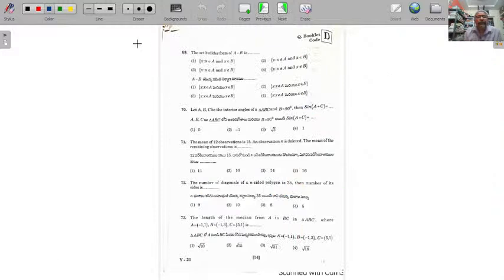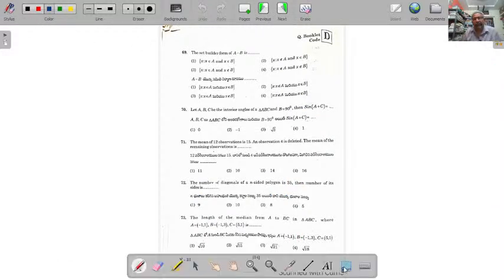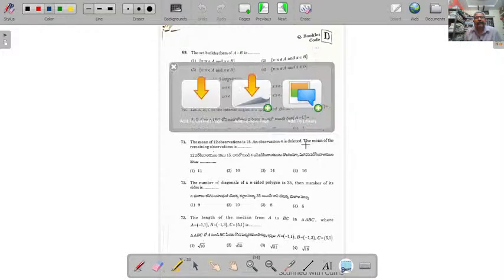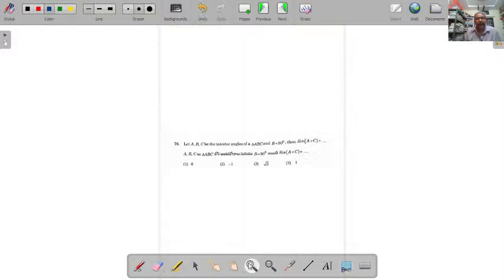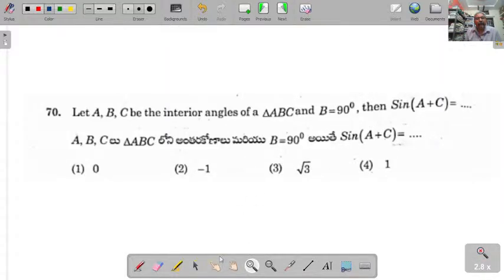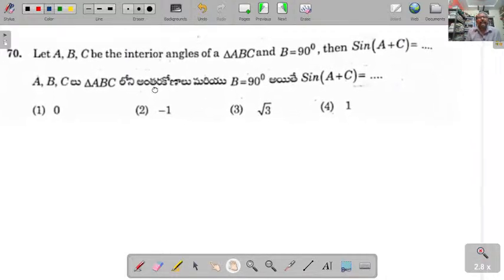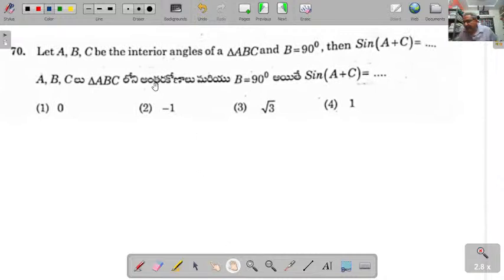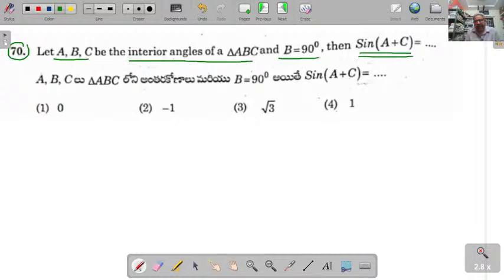So let us move to question number 70. All of you go through the question, read it carefully and try to solve it now. See what the question is. Let A, B, C be the interior angles of triangle ABC. Angle B is equal to 90. Then we need to find sine of A plus C.